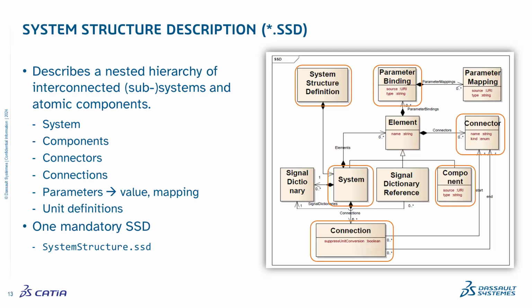The relationship between the different entities is that you have a system structure definition, which contains one or more systems. The system in itself contains a number of elements, typically components, connectors, and parameter bindings. And also at the system level, you have connections between the different components. The SSP says that every SSP file must contain one root system description that is always called systemstructure.ssd.